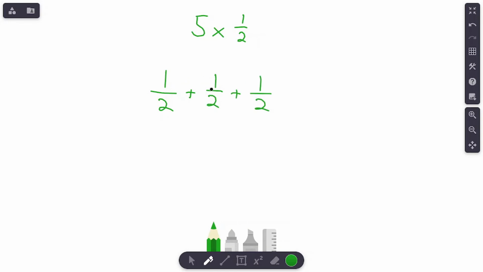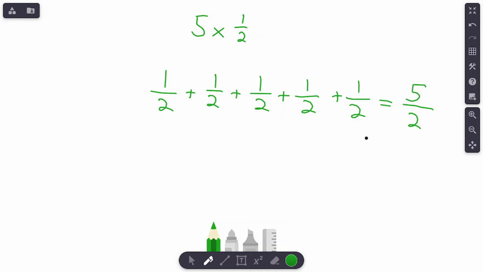That's 3 times. 1, 2, 3. Plus 1/2. That's 4. Plus 1/2. That is 5. So that's 1, 2, 3, 4, 5. Add all this up. Denominators are the same, so it stays the same. Add the numerators. 1, 2, 3, 4, and 5. And you get an answer of 5/2.